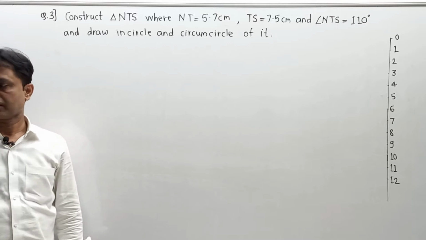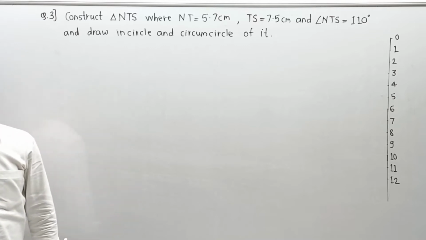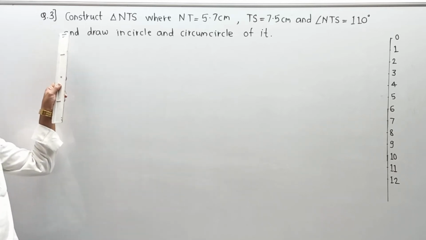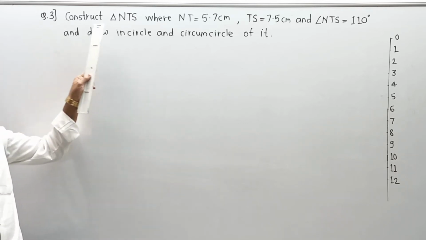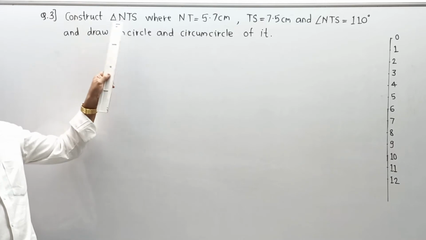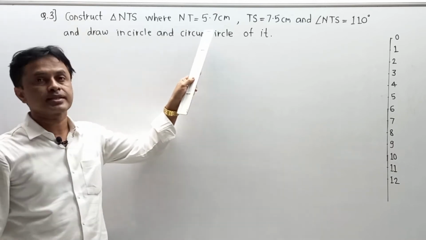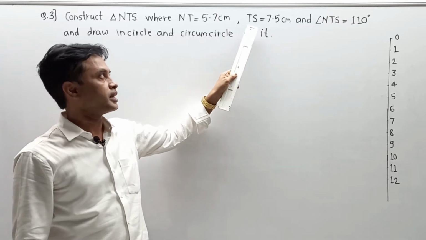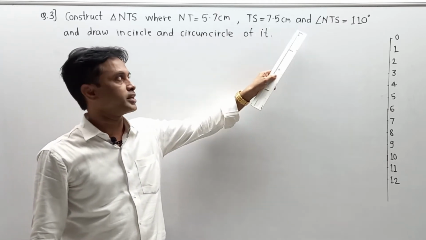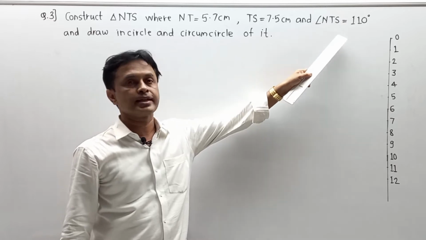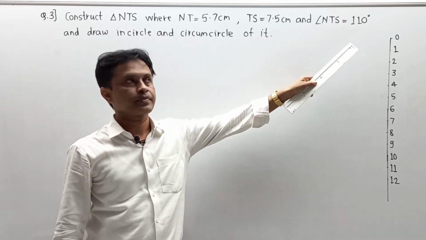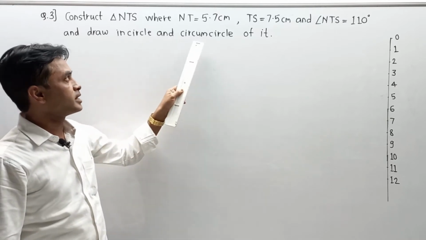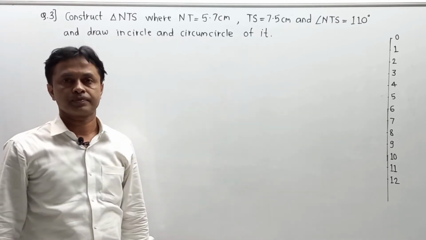Now in this lecture, we are going to start the next part of problem set 6, numerical number 3, and the part is: construct triangle NTS, where NT is 5.7 centimeter, TS is equal to 7.5 centimeter, and angle NTS is 110 degree. And draw the incircle and circumcircle of it.